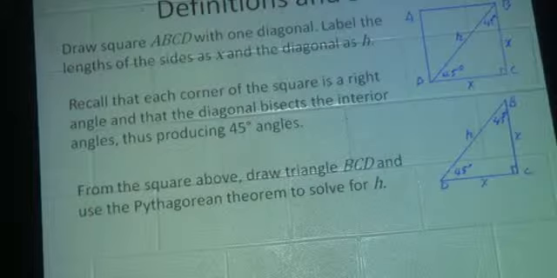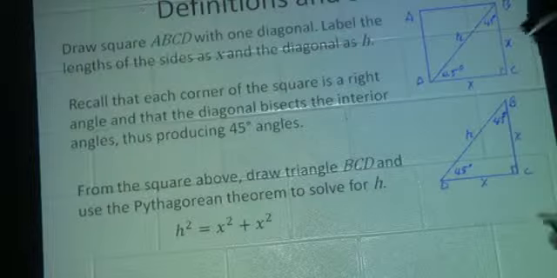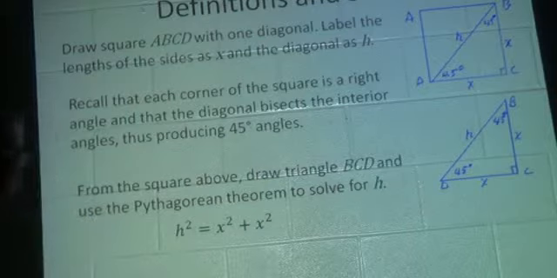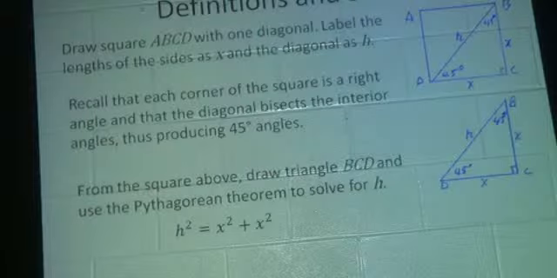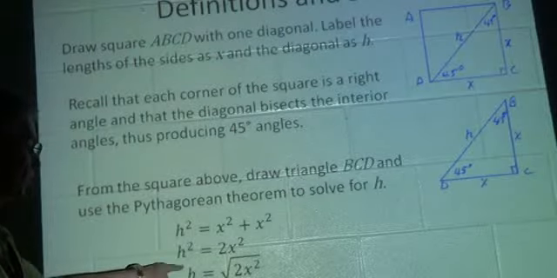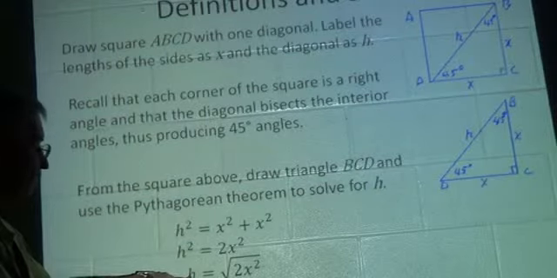So when we do this, we get h, which goes in for c, and a and b are both x. This gives us h squared equals x squared plus x squared. When we combine the like terms, this gives us h squared equals 2x squared. You need to take the square root of both sides, which gives us h is equal to the square root of 2x squared.